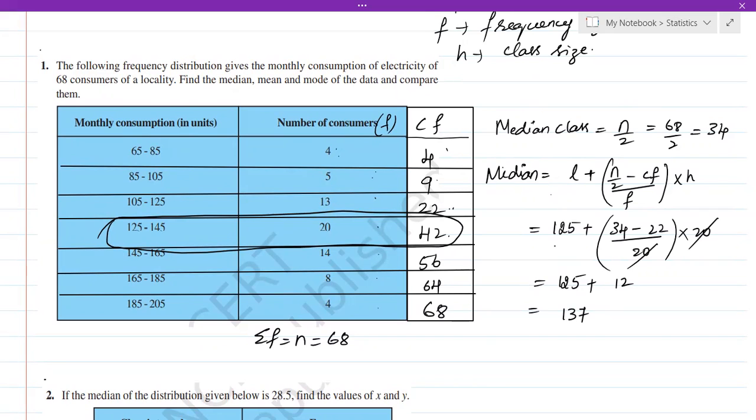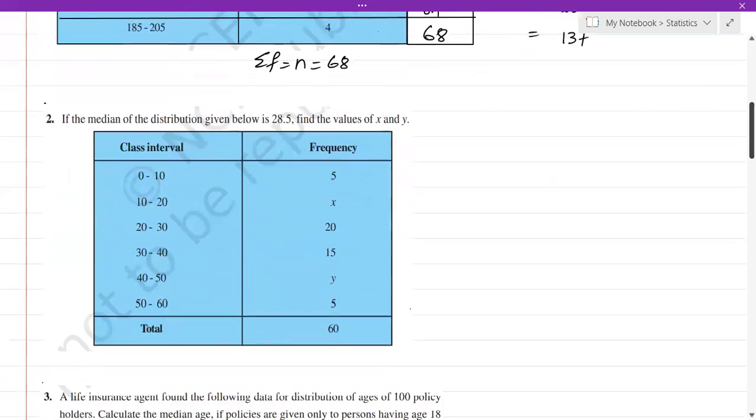And one more hint is, whatever value you get for n by 2, the CF will be less than that. So it's very clear that you cannot take 42. You have to take the previous one, 22, and divide by F. For F, you have to take the corresponding one, whatever you have in the median class, the same F. So let's get into the next question.